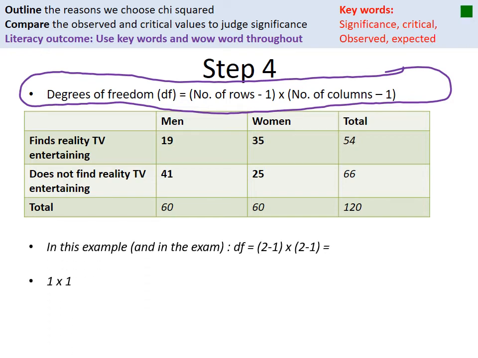So in this situation, we've got 2 minus 1 times 2 minus 1, which is obviously 1 times 1, which is 1. And let me just reiterate, this is because I have 2 rows, and this is because I have 2 columns. So row 1, row 2, column 1, column 2.